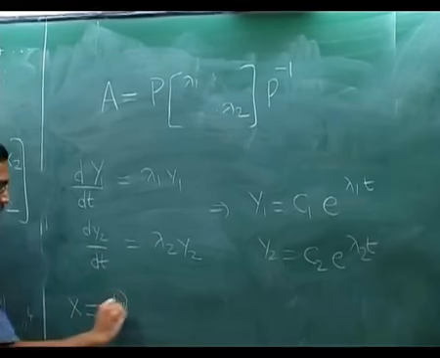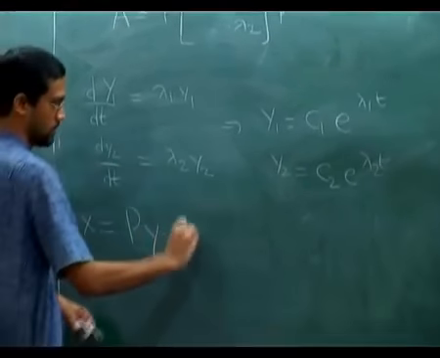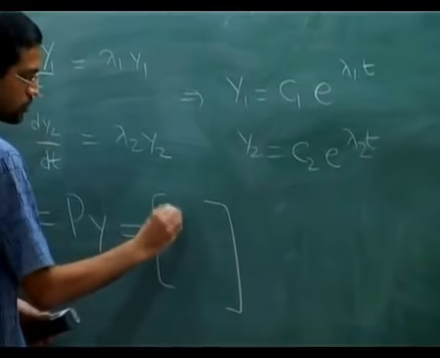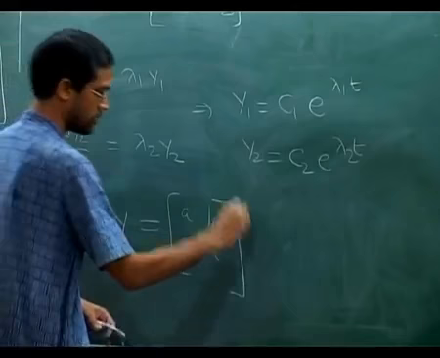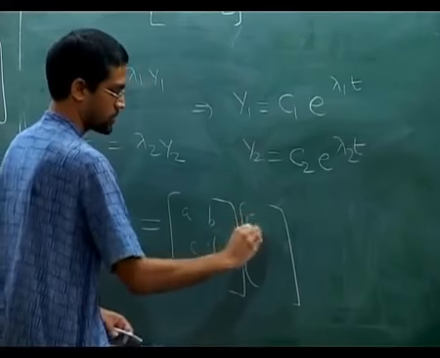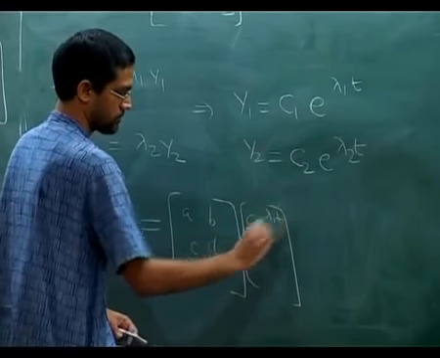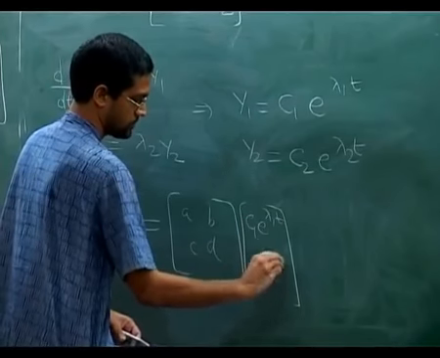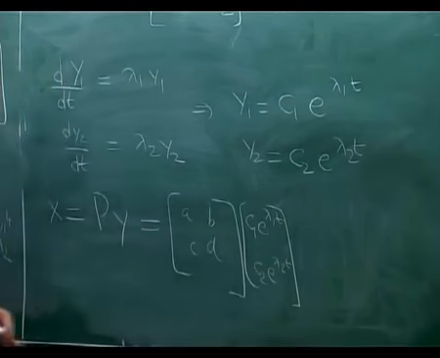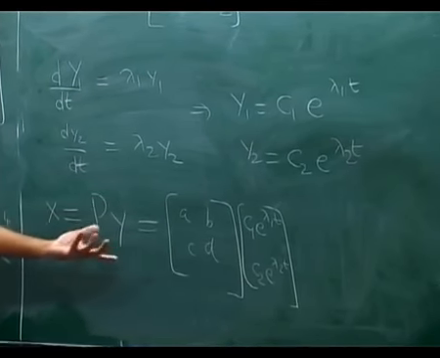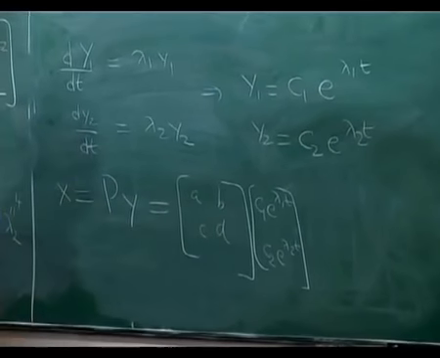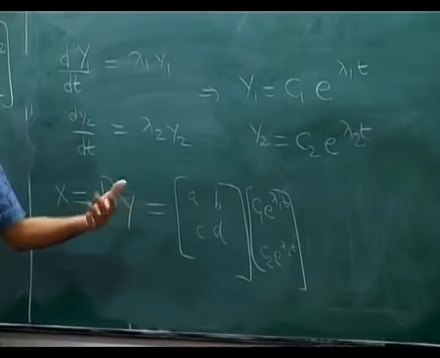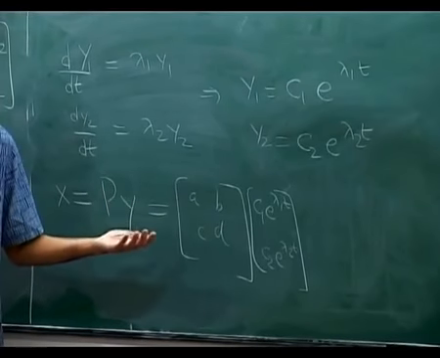X is just P times y. So P is some 2 cross 2 matrix, some A, B, C, D, times y, which is y1, y2. So y1 is C1 e to the lambda 1 t, and y2 is C2 e to the lambda 2 t. Okay, so that is the form of the answer. I don't know P, of course. P has 4 entries, which will be the eigenvectors, but from here I can at least see what the form of the answer looks like.